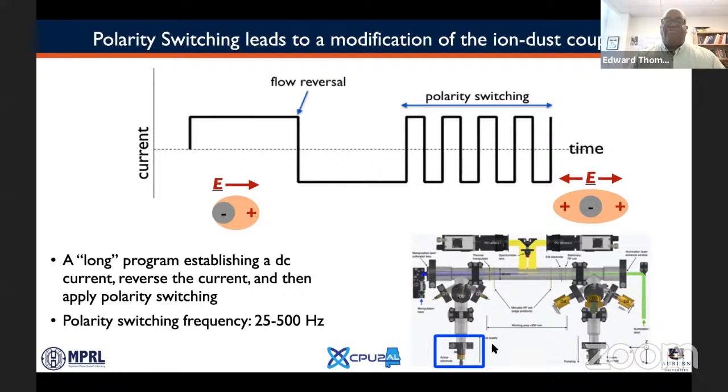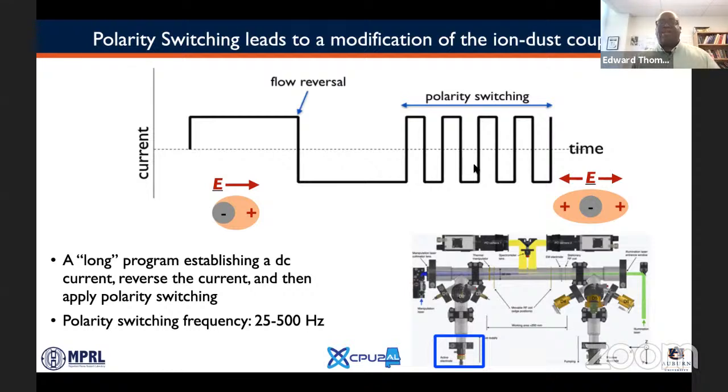By programming the currents on the electrodes, you can have a current that's, say, positive, where the particles flow in one direction. Then you change the direction of the current in the system, you get a flow reversal, and the particles begin flowing in the opposite direction. You can also program the current to oscillate back and forth to do trapping of the particles, which is a phenomenon known as polarity switching.